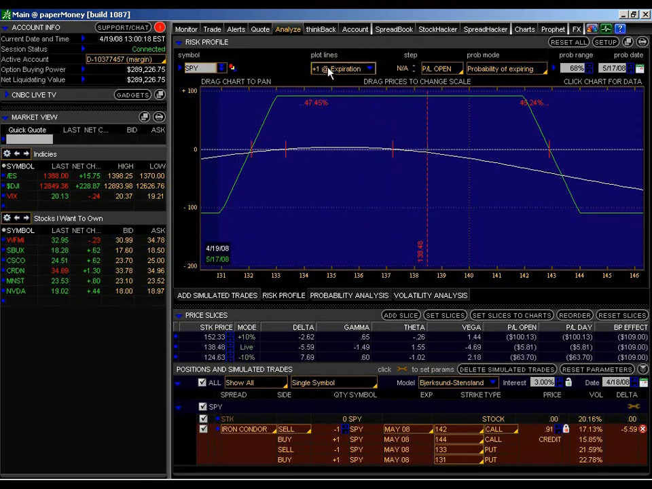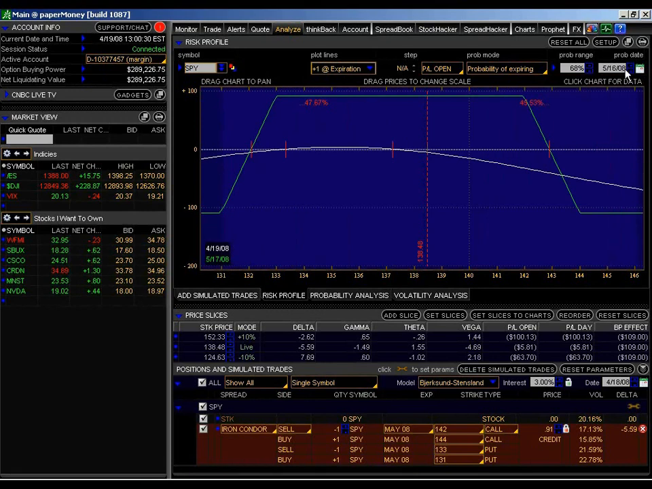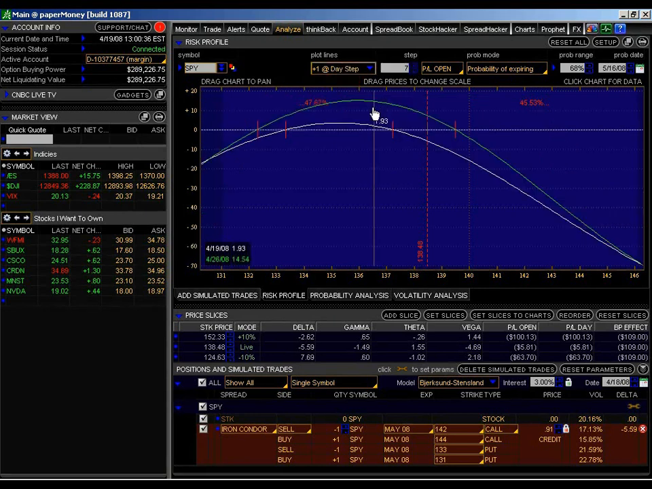So we can take a look at this a different way. If we go back up to our plot lines here for a second, let's just make sure our probability date over here on the right side is accurate. It should be set to the day of expiration, which is May 16th. Okay. Now we're going to go to plot lines, and we're just going to go to day step here. Let's take a look at this.